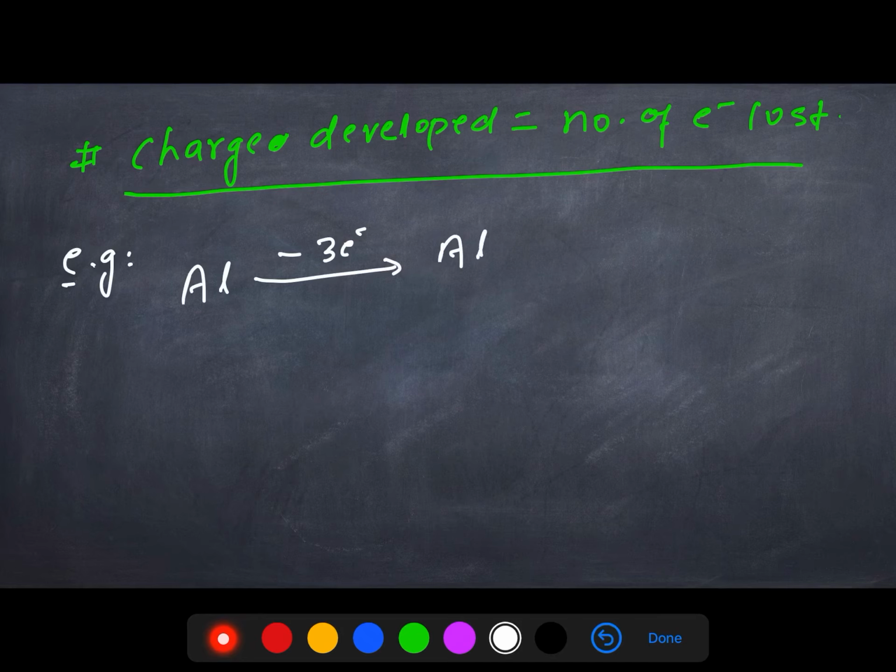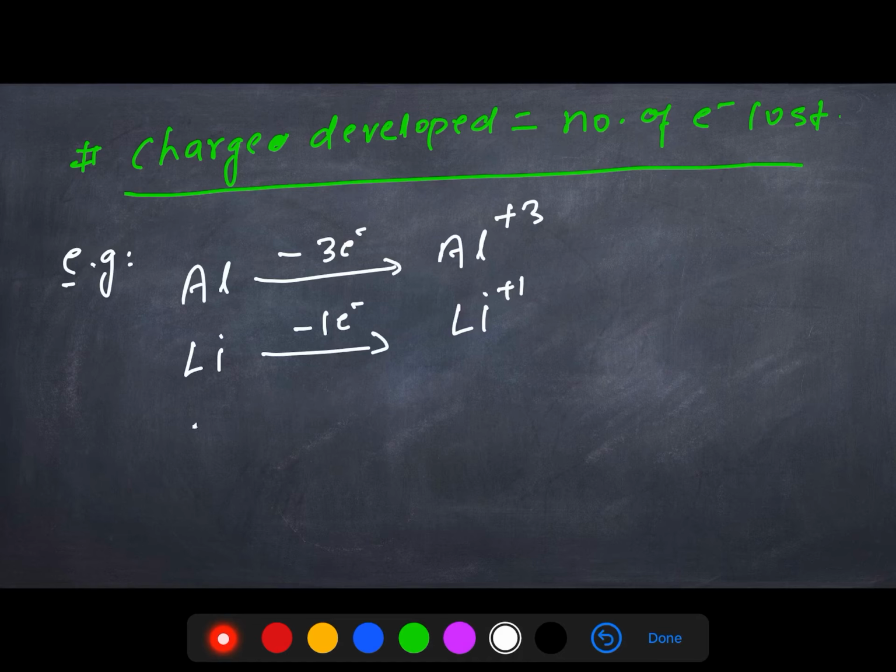So let's see a few examples quickly. For example, aluminium, if it loses 3 electrons, it will become Al plus 3. Plus charge because electrons are lost. Charge 3 because 3 electrons are lost. Right? Lithium, if it loses 1 electron, it becomes Li plus 1.